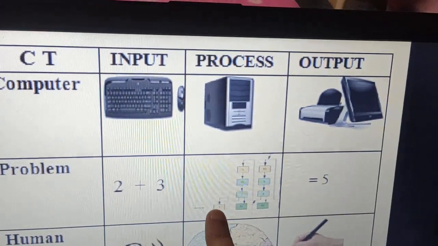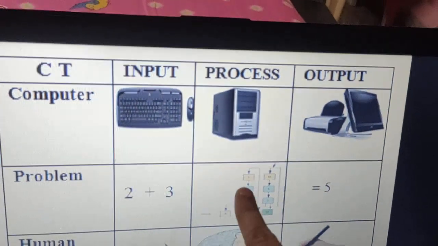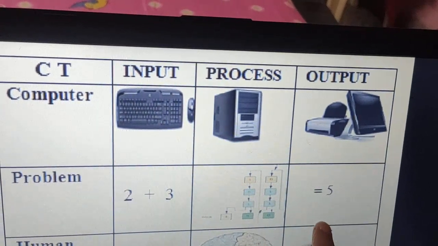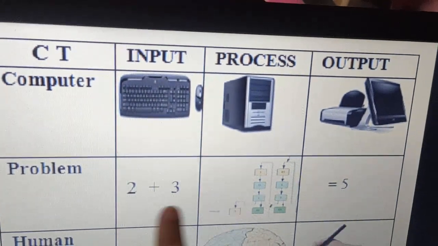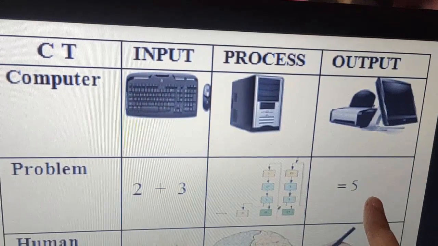Okay dear children, now if we talk about a problem like math sums, 2 plus 3, what is the process in that? Using ones, tens, we will calculate it, like 3 ones and 2 ones will make 5. So that 5 is what? It is output. So like this we solve maths problems in our day-to-day life.